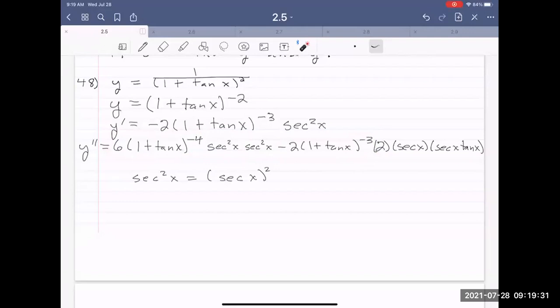Yeah, the first time you see these, once you have multiple chain rules, it's always a little bit complicated for students.